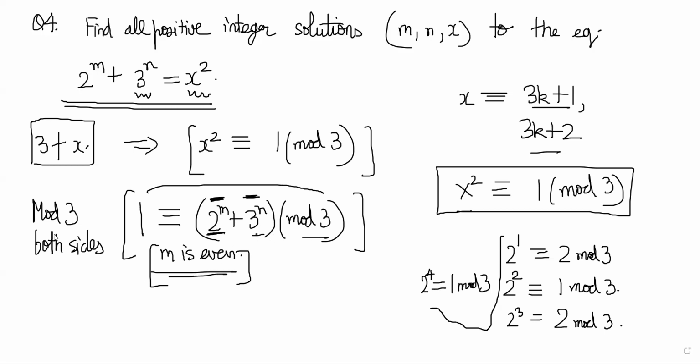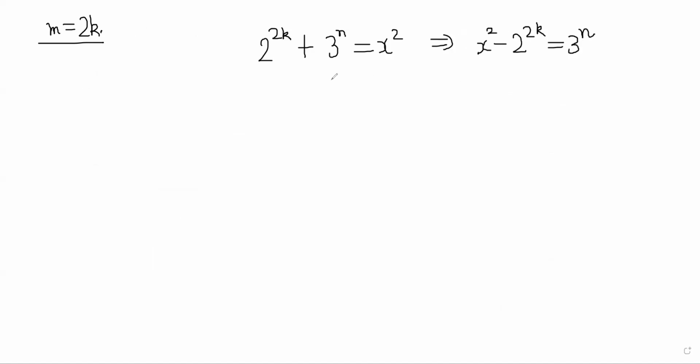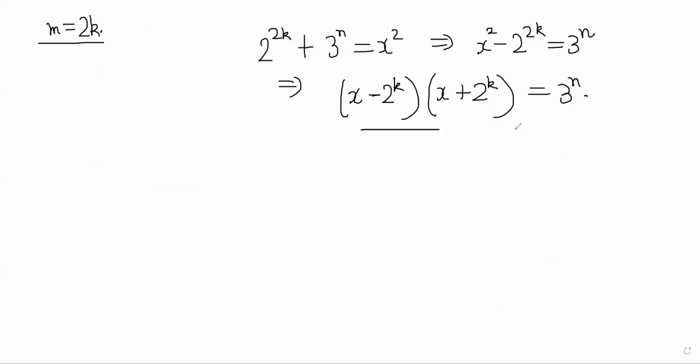So what we'll do now is take m is equal to 2k since it is even, right? You get 2 power 2k plus 3 power n is equal to x square. And now we can factorize this a little bit. X square minus 2 power 2k is equal to 3 power n. And we can write it as x minus 2 power k, x plus 2 power k is equal to 3 power n, right? And we know already that 3 does not divide x, right?